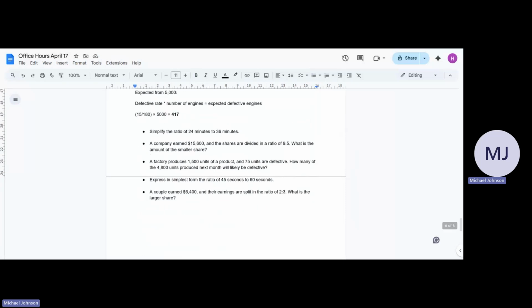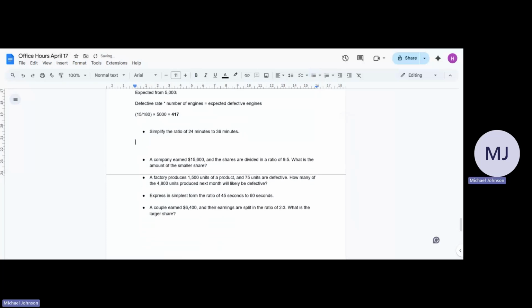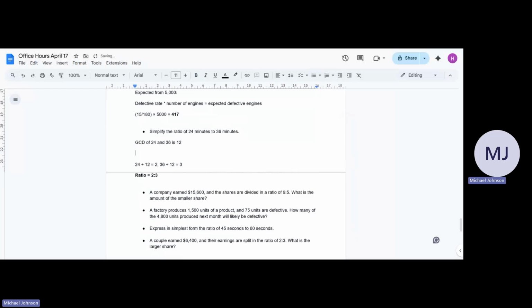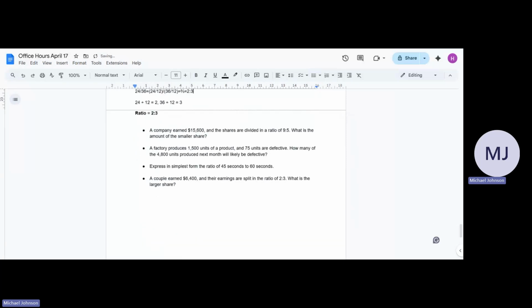And then the next one is simplify the ratio of 24 minutes to 36 minutes. How you do that one here is the GCD of 24 and 36 is 12. So you start with 24 over 36 equals 24 divided by 12 over 36 divided by 12. 24 divided by 12 is 2, 36 divided by 12 is 3. So it'd be 2 over 3, 2 to 3. So that's how you do that one.